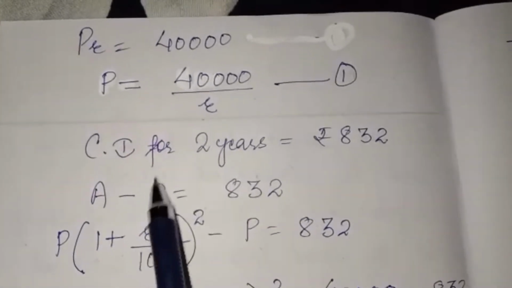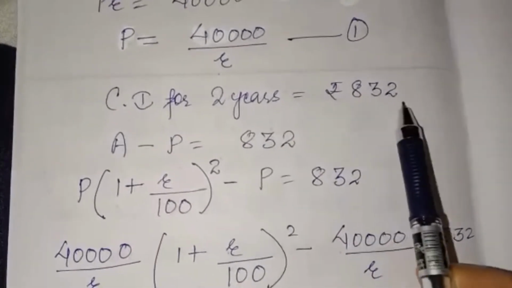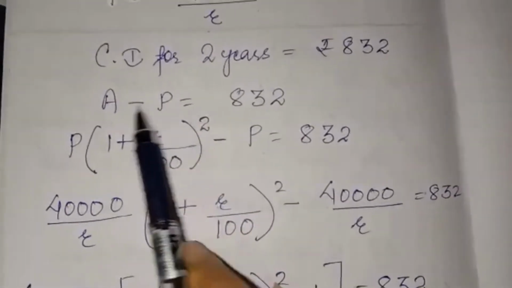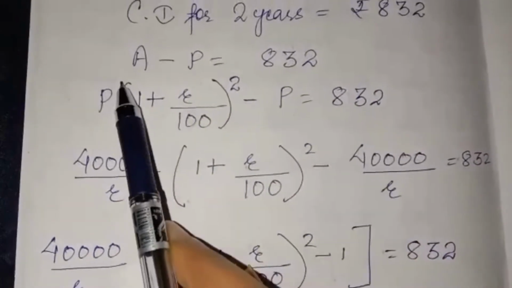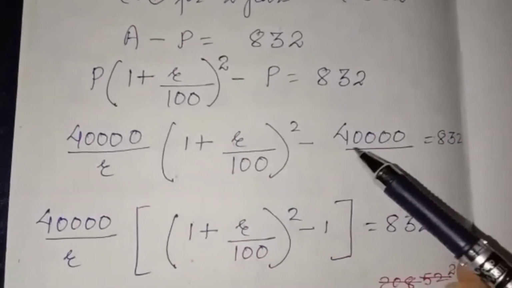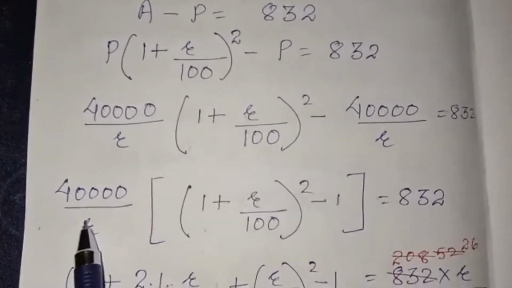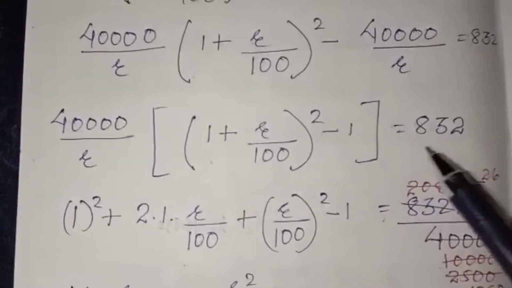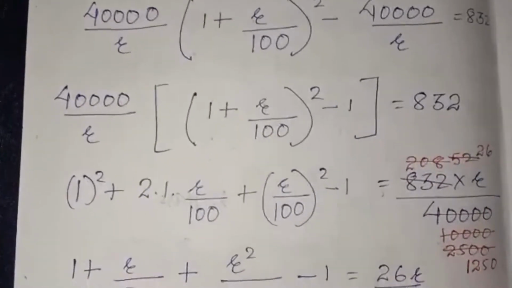So wherever we get P, we will write this value. So compound interest for 2 years is 832. So compound interest is amount minus principal. So the amount formula is this one, minus P is equal to 832. So in place of P, you write this value, 40,000 by R. Here also 40,000 by R. So from here you take out 40,000 by R common. Next, this will be inside the bracket, minus, in place of this you have to write 1, is equal to 832. Now this will go to the right hand side, it will become reciprocal.